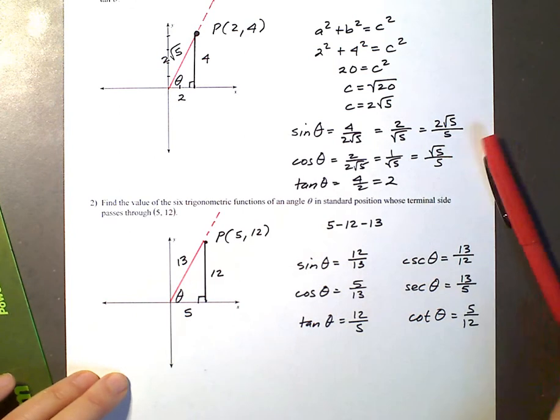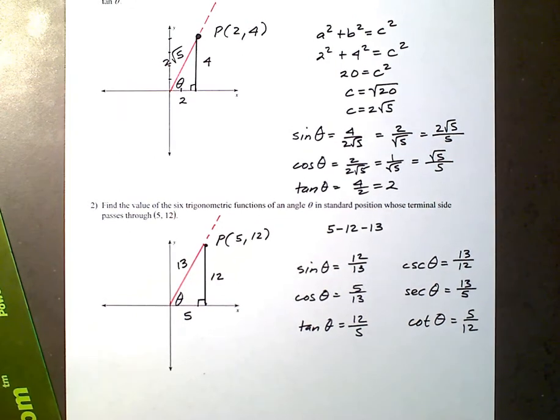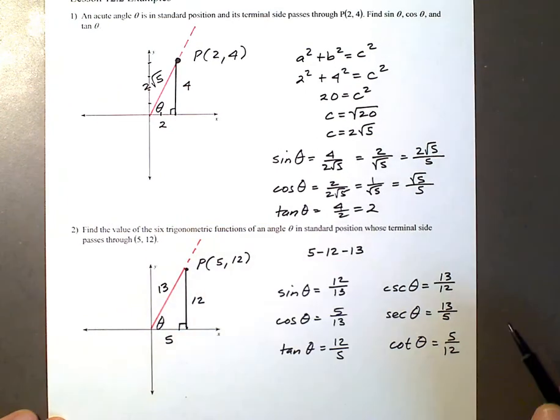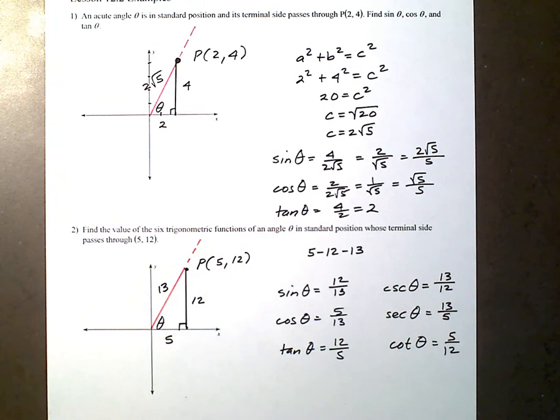So that's how to find trig functions given points in quadrant 1 that the terminal side of the angle passes through.